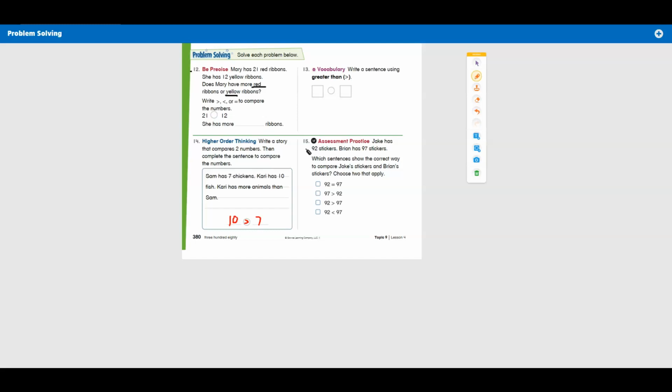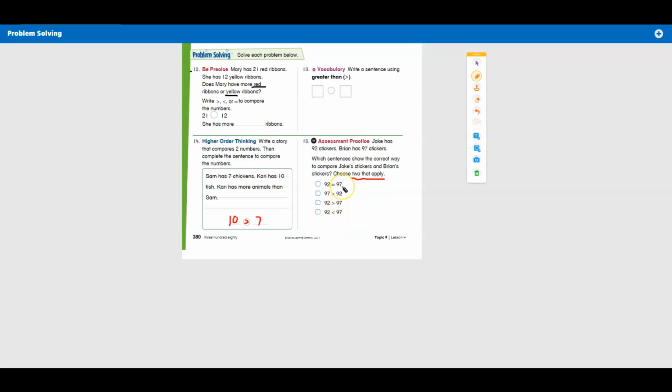Our last problem, number 15, says assessment practice. Jake has 92 stickers. Brian has 97 stickers. Which sentences show the correct way to compare Jake's stickers and Brian's stickers? Choose two that apply. So below you are going to fill in two of these bubbles. So below, read the statements and choose which two are true.